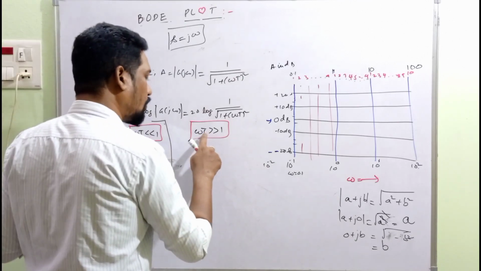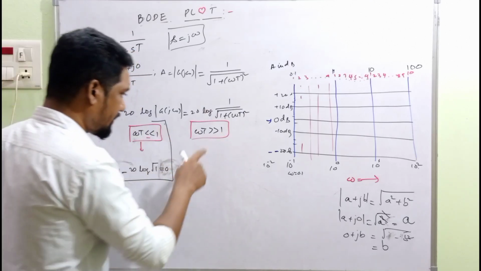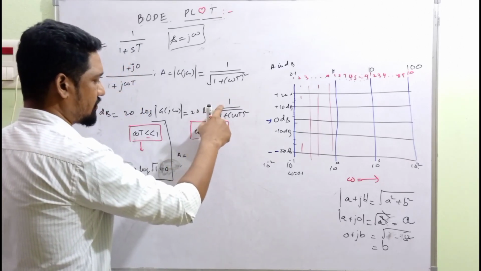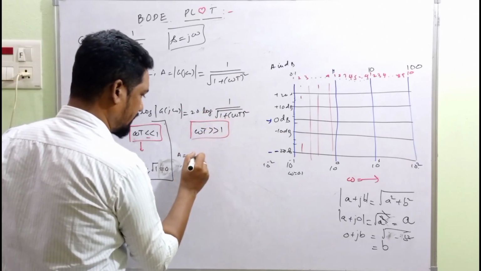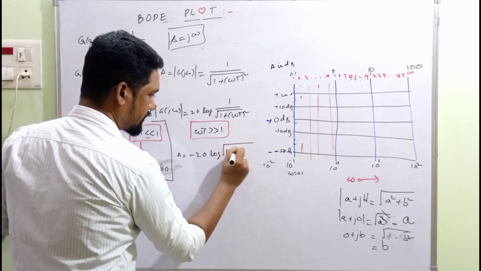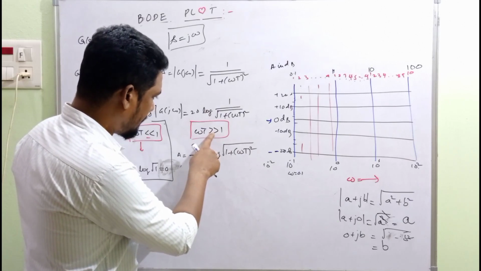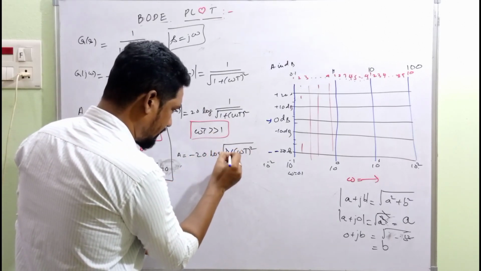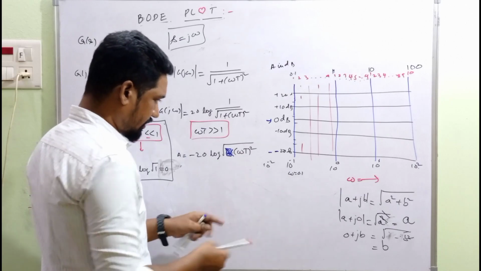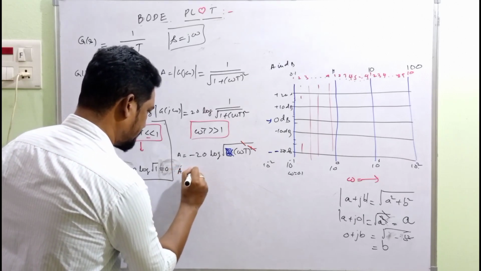So guys, come over here, ωT much greater than 1, (ωT) square will be even more greater than 1. Under that case, we can neglect this one. Once again, A is equal to, straight away, 20 log 1 is 0. For the denominator part, we have minus 20 log under root 1 plus (ωT) whole square. With this assumption, we can neglect this one, it becomes inactive. So we consider only this one, and with this consideration, this square and root get cancelled. So A will be minus 20.